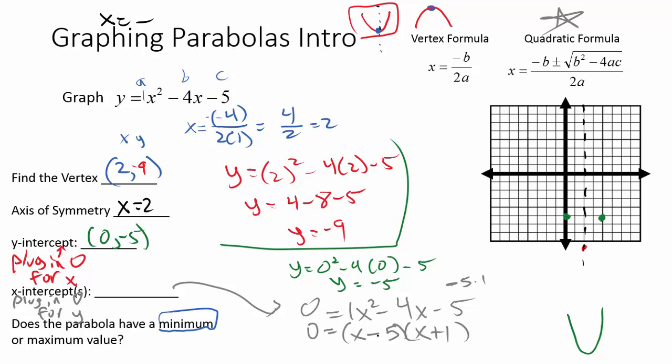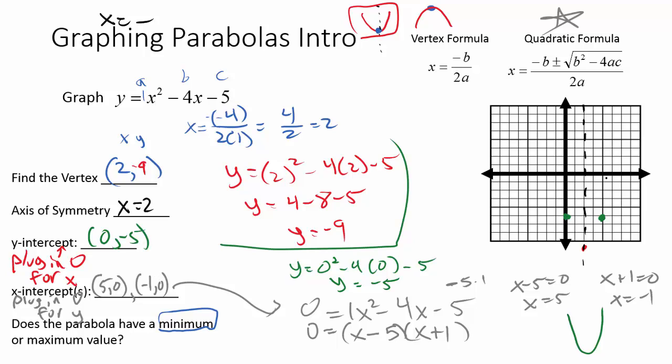Now if we set each piece equal to 0, I'll have x minus 5 equals 0 and x plus 1 equals 0. So I get that x is equal to positive 5 and x is equal to -1. To write these as ordered pairs for the x-intercepts, I've got one x-intercept at (5, 0) and another x-intercept at (-1, 0).